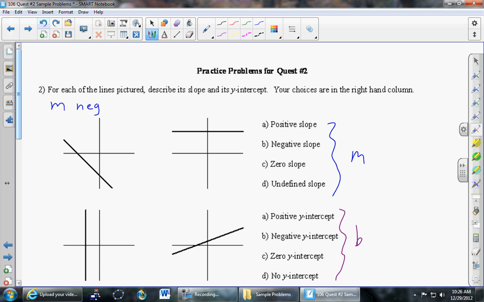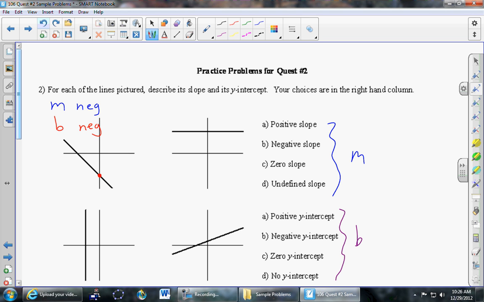And let's go ahead and talk about the B for this problem. So the B is the value at that point right there. Is that y value a positive or a negative? Well, that point is below the x-axis, so it's a negative number. So in this case, B is also negative.